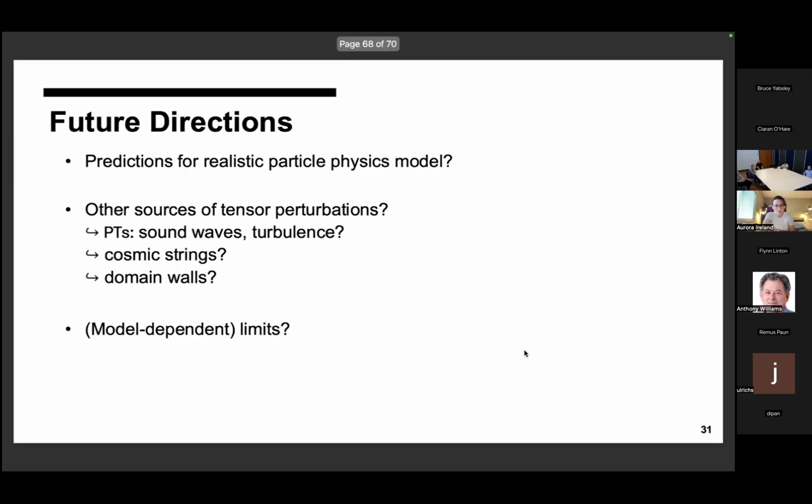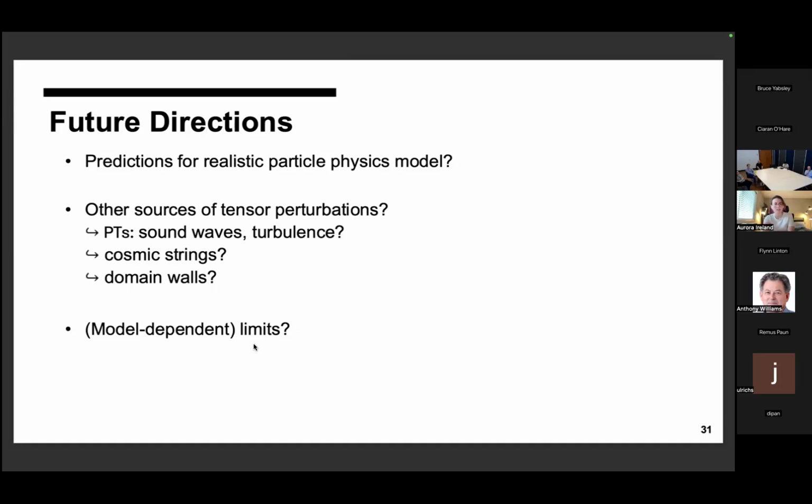In terms of future directions, can you actually get these phase transition parameters? Great question. We're working on it. Hope to have an answer soon. And then, of course, there are lots of other sources of tensor perturbations. Here, we just focused on the bubble collision stage of a very particular type of first order phase transition. It was the easiest thing to compute, but now you could compute the signal from the sound wave stage or the hydrodynamic turbulence. You could look at cosmic strings or domain walls.